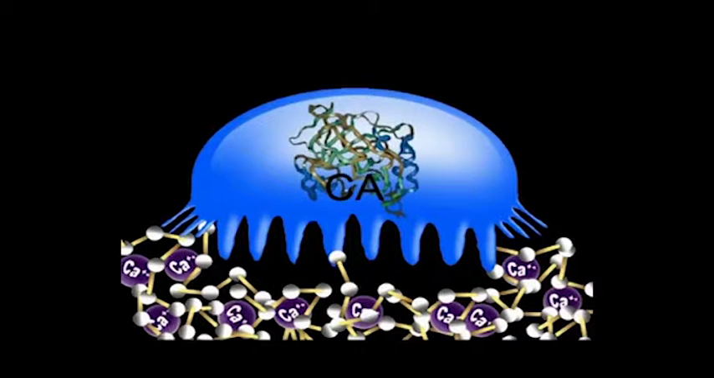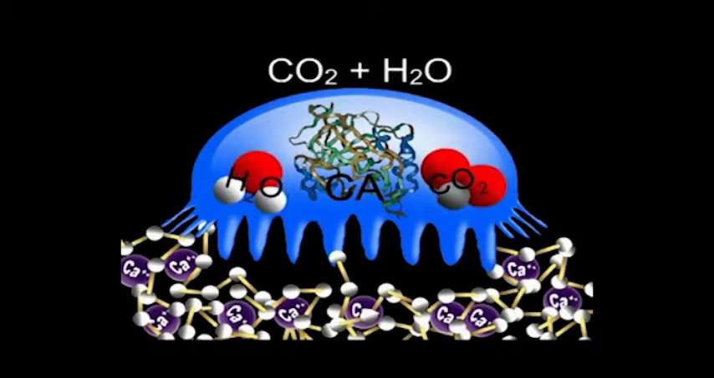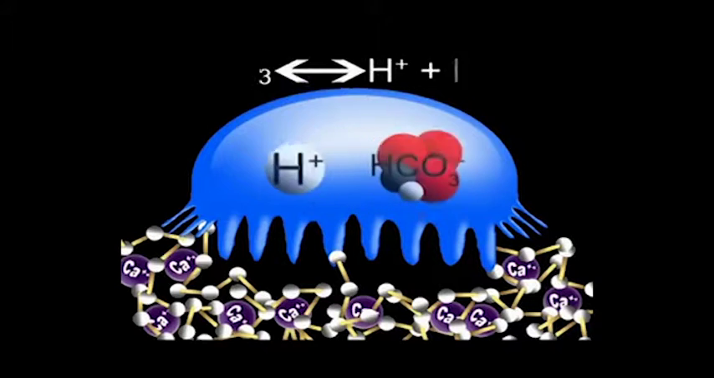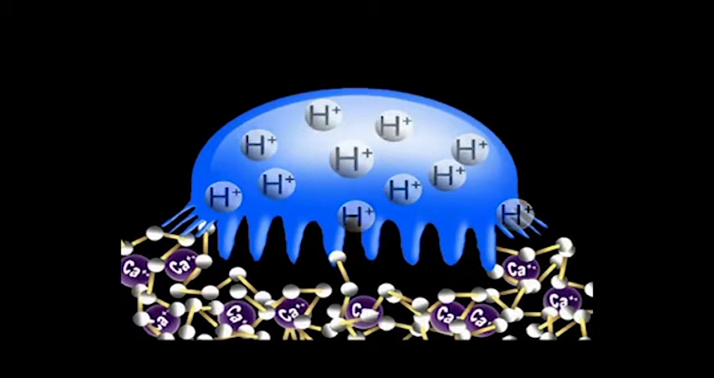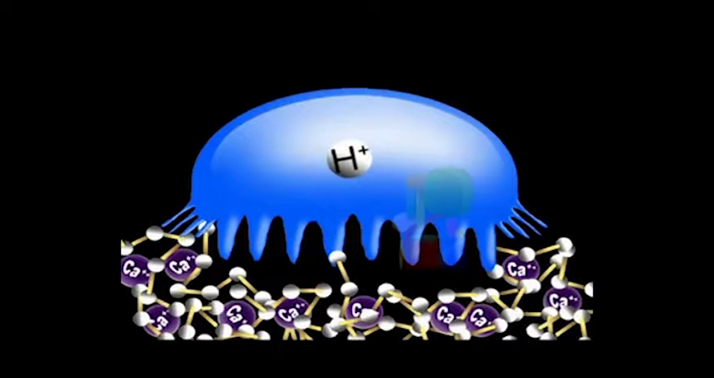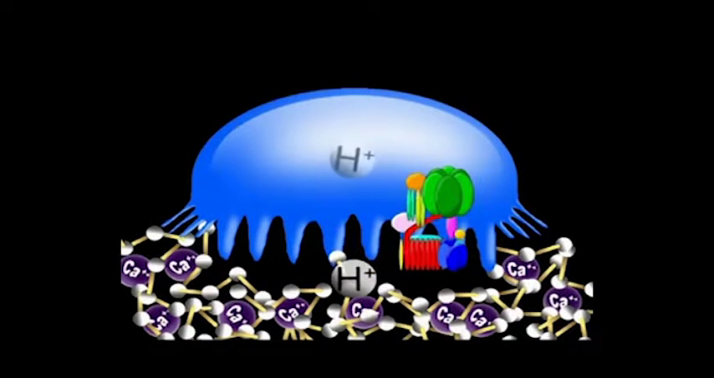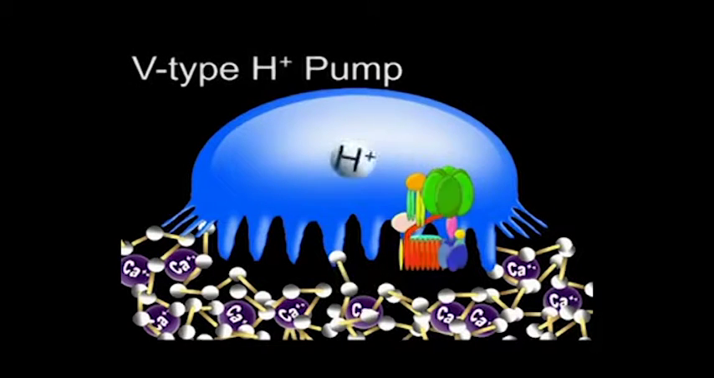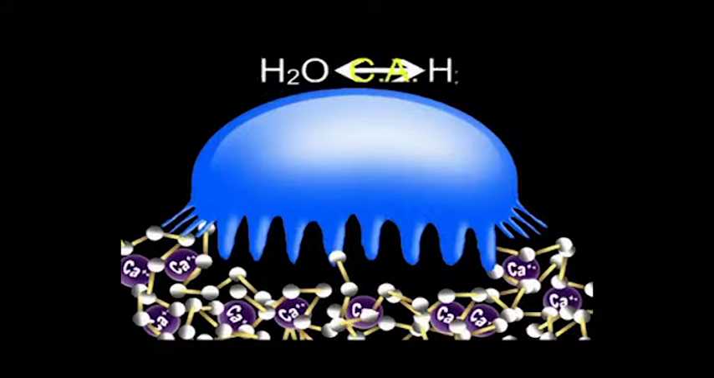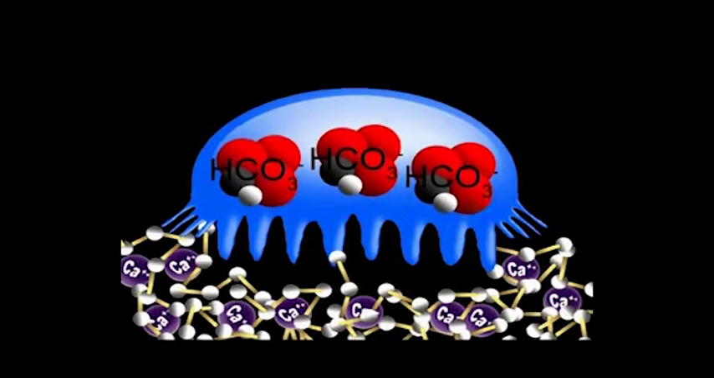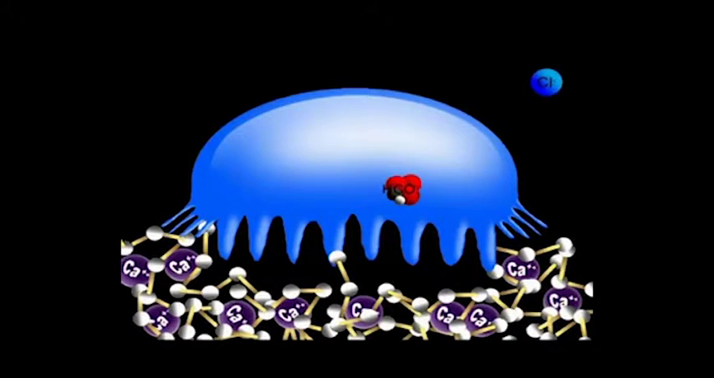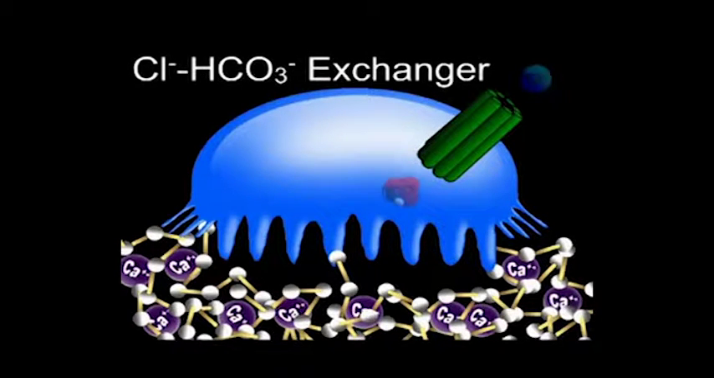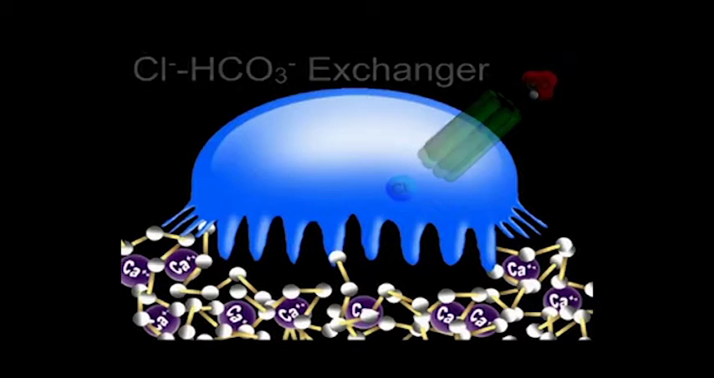Osteoclasts contain carbonic anhydrase inside the cell, which provides the cell with high intracellular hydrogen concentration. The high hydrogen concentration is used by the osteoclasts in order to secrete acids and proteases via the V-type hydrogen pump into the lacuna. The carbonic anhydrase also forms bicarbonate inside the cell, which is removed via chloride bicarbonate exchangers, which are found on the membrane opposite the side of the lacuna.